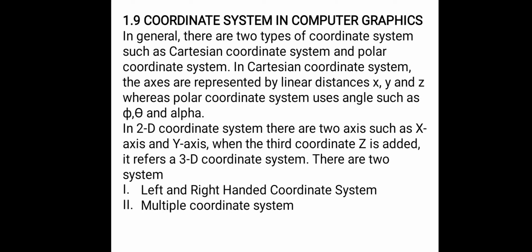Coordinate systems in computer graphics. In general, there are two types of coordinate systems: the Cartesian coordinate system and the polar coordinate system. In the Cartesian coordinate system, the axes are represented by linear distances x, y, and z, whereas in polar coordinate systems they are represented by angles such as phi, theta, and alpha. In a 2D coordinate system, there are two axes: the x-axis and y-axis. When a third coordinate z is added, it refers to a 3D coordinate system. There are two systems: left and right-handed coordinate systems, and multiple coordinate systems.